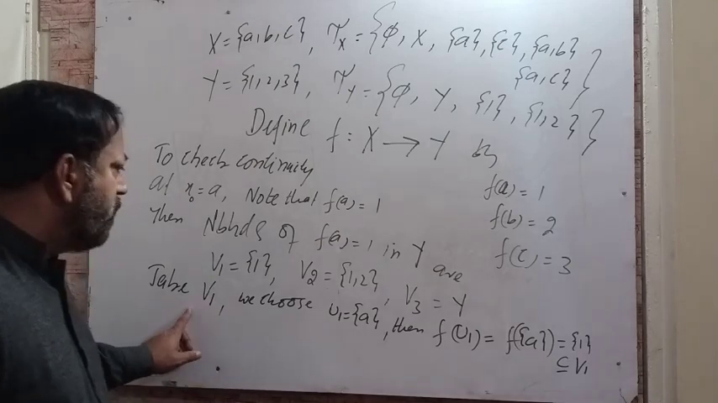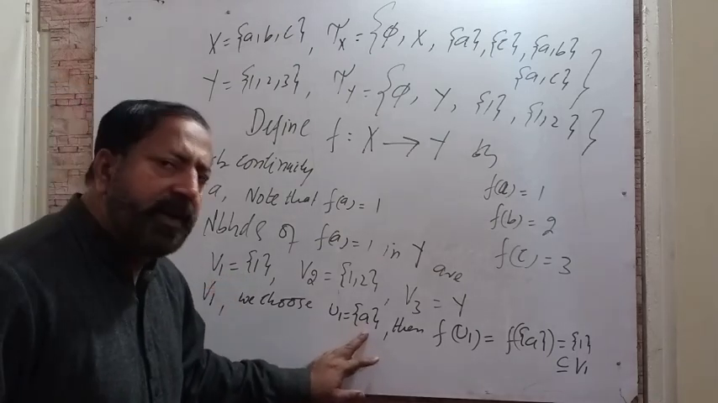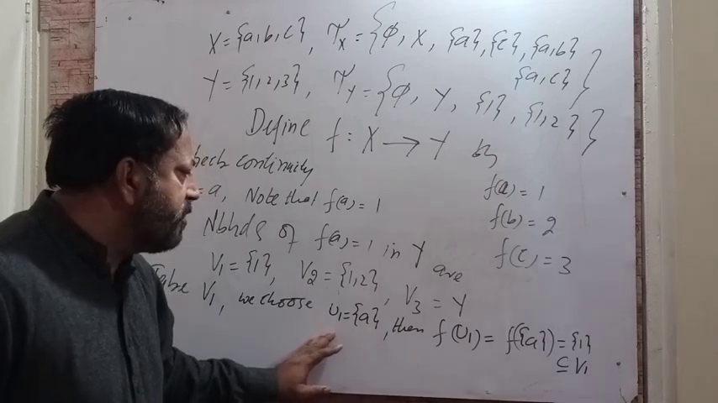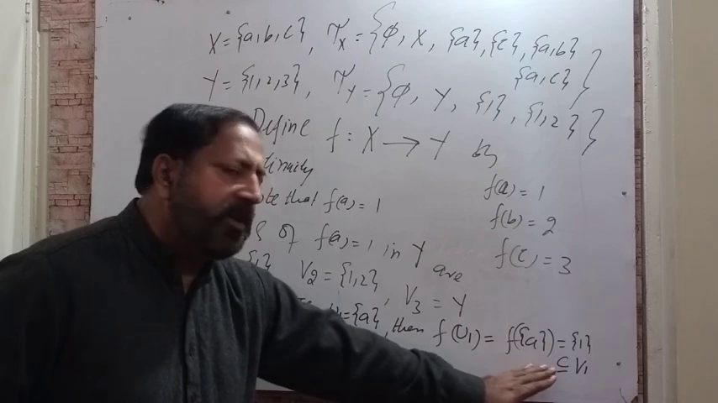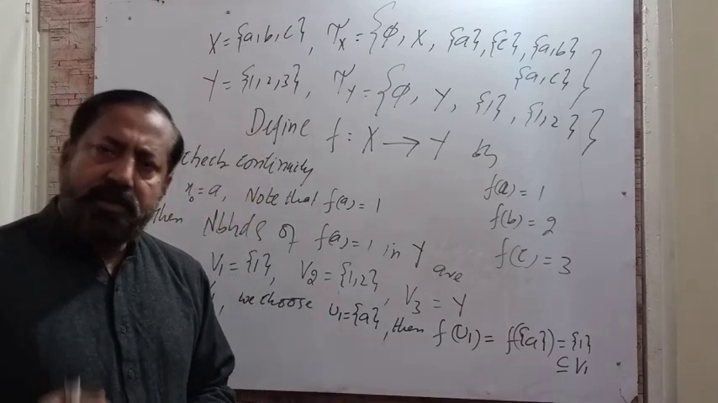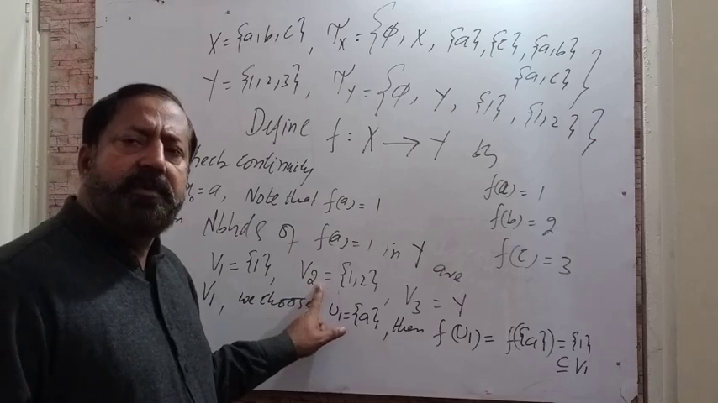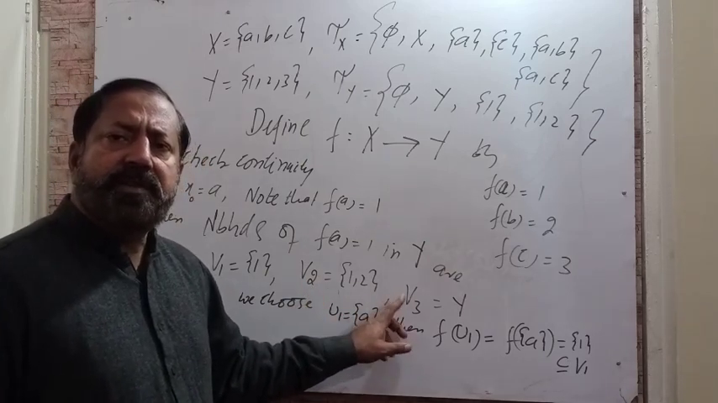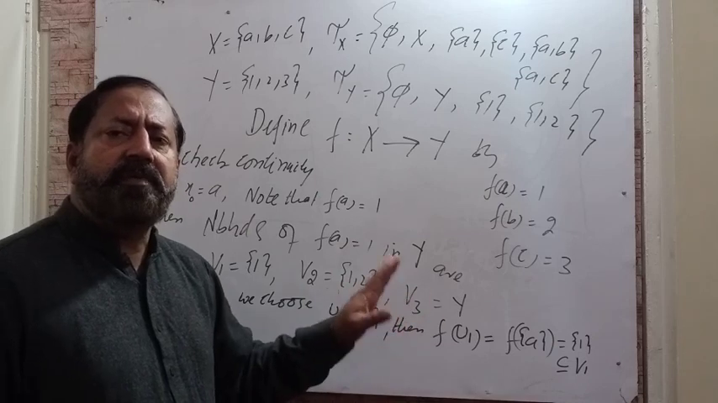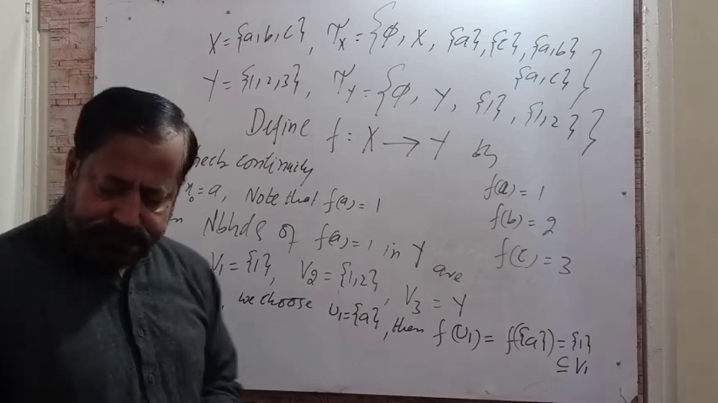So this means that corresponding to v1 you have a neighborhood u1, which is satisfying the definition that f of u1 is contained in v1. And similarly, you will check whether for v2 you can find some u2 and for v3 you can find some u3. If this is the case, this means that your function is continuous at x is equal to a, right?